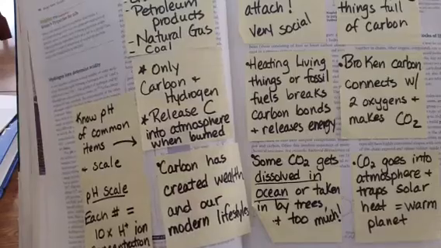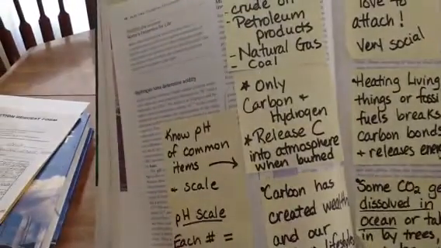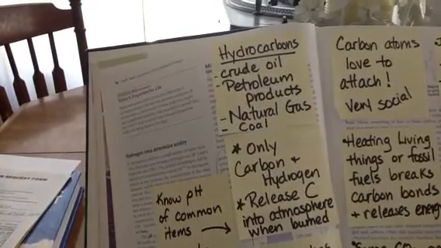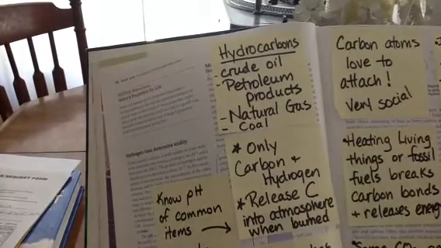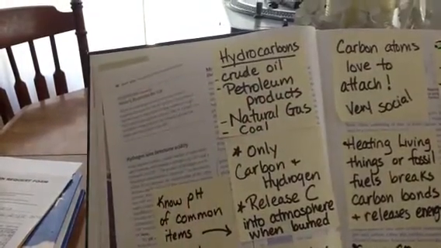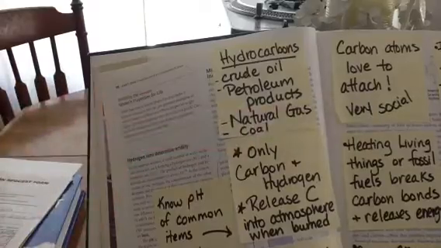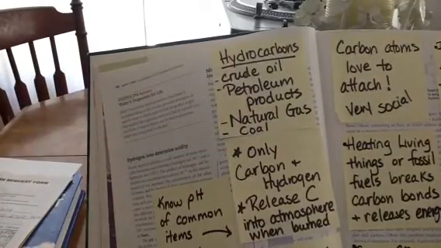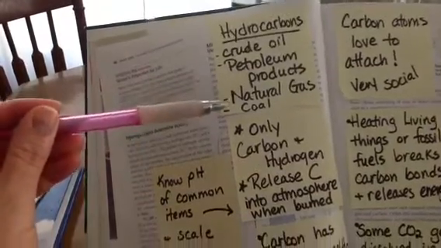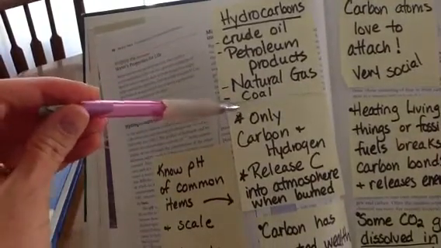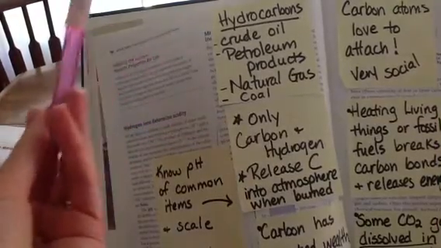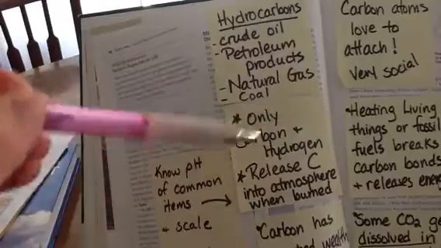All right, now we have lots of sticky notes on this page. All right, at the top, make sure you know what a hydrocarbon is. A hydrocarbon is basically anything made out of fossil fuels. So, crude oil, plastics are a type of petroleum product. So that's plastic. It's a petroleum product. It's made out of a hydrocarbon. So natural gas and coal, these are your fossil fuels. And only carbon and hydrogen are in a hydrocarbon, hence the name hydrocarbon.